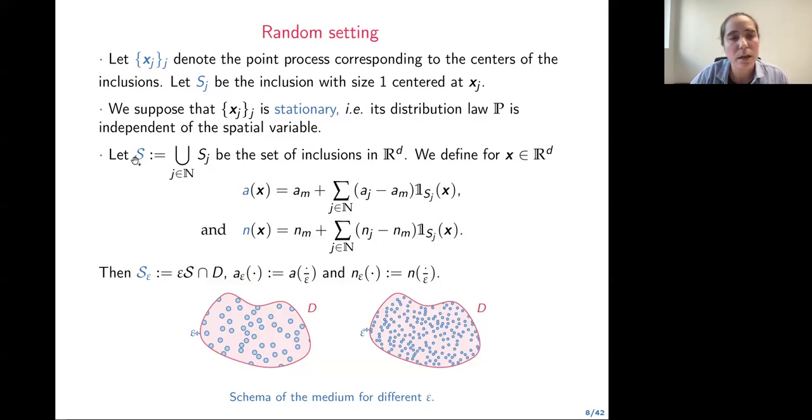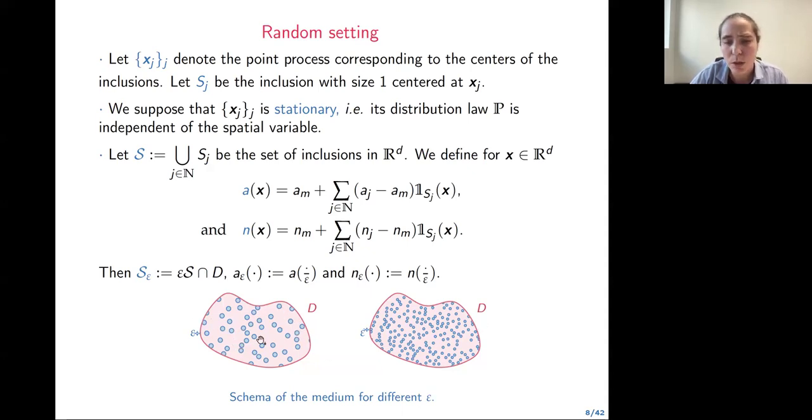So with this, I can denote S the set of inclusions of R^d. I can define A and N, similarly as I did before, two parameters that take value A_m outside and A_j inside the inclusion j. So that to get S epsilon, the set of inclusions of size epsilon in D, I resize those inclusions of size 1 and take the intersection with D. Then A epsilon is just A of the variable over epsilon, and the same for N epsilon.